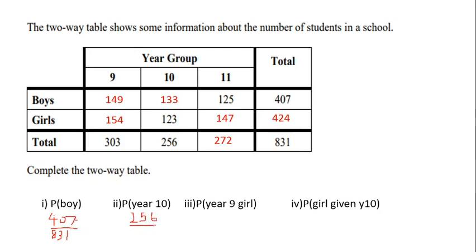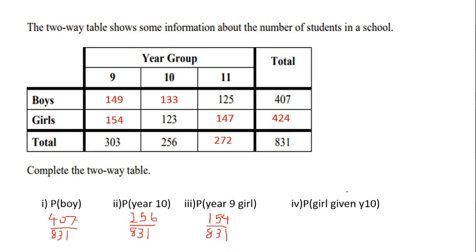Okay, out of the 831 students that there are there, a year 9 girl. So a year 9 girl, there's 154 year 9 girls, so 154 year 9 girls out of the 831 students. Okay, so those are all fairly straightforward.